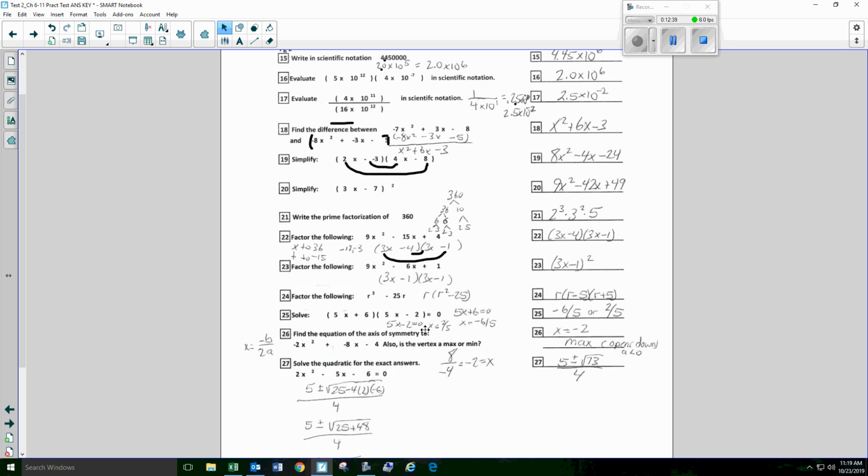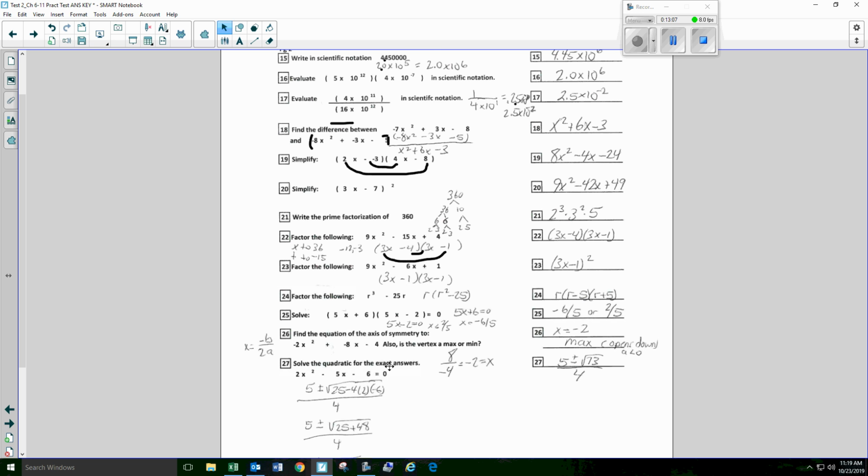Find the equation of the axis of symmetry. Axis of symmetry is always negative b over 2a when it's in standard form like this. So negative b is 8, and 2a is negative 4. 8 divided by negative 4 is negative 2, so the equation is x equals negative 2. You don't just say negative 2, it has to be x equals negative 2. It's a vertical line. And since this parabola opens down, because remember the a tells me if it's positive, it opens up. If it's negative, it opens down. Since it opens down, it's going to be a maximum at that vertex.